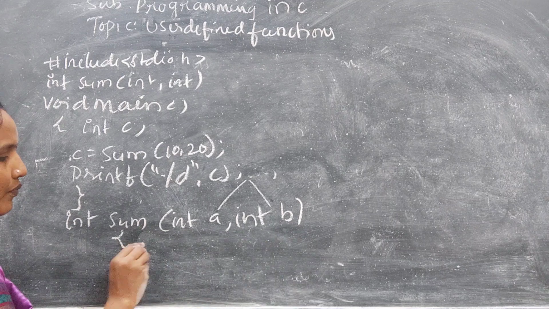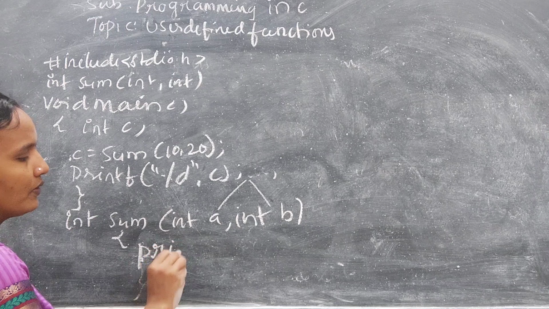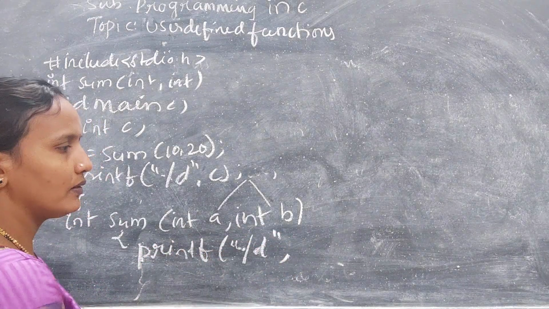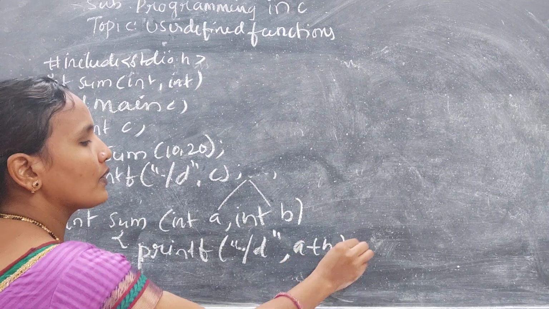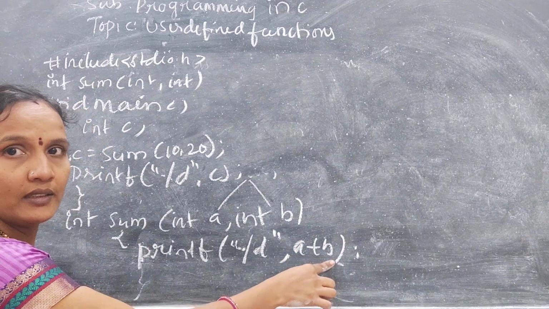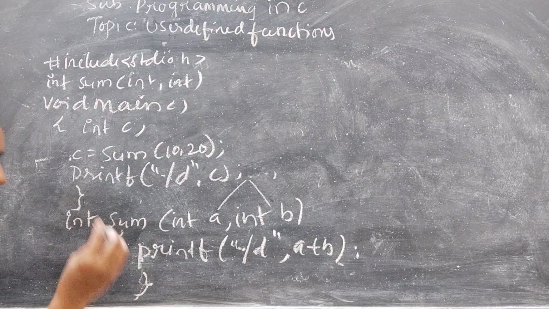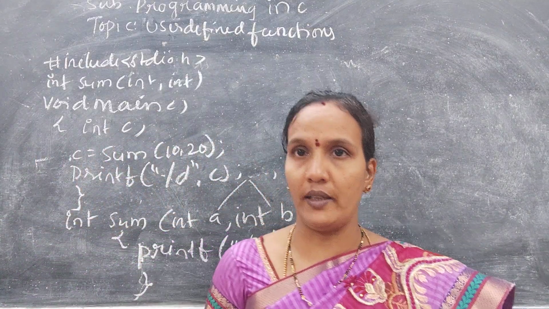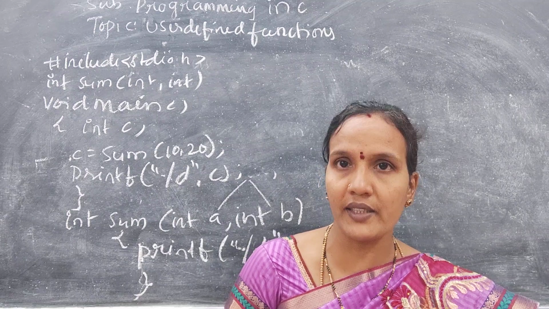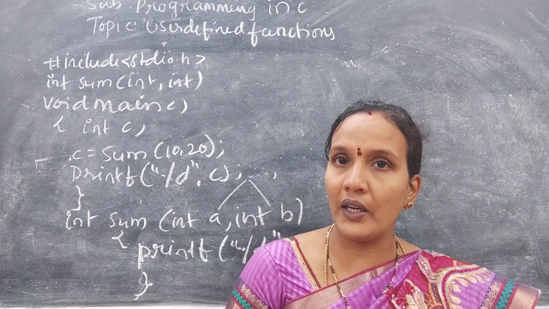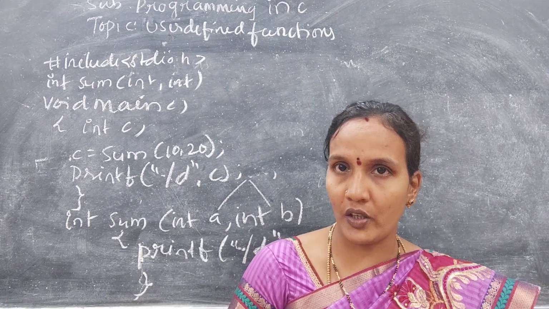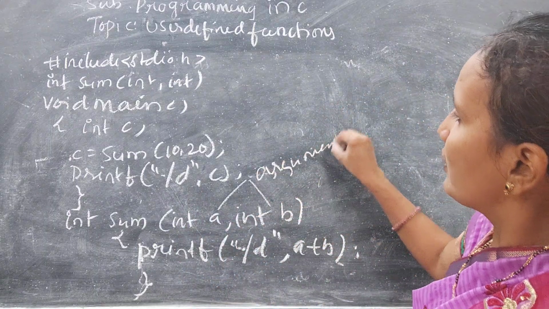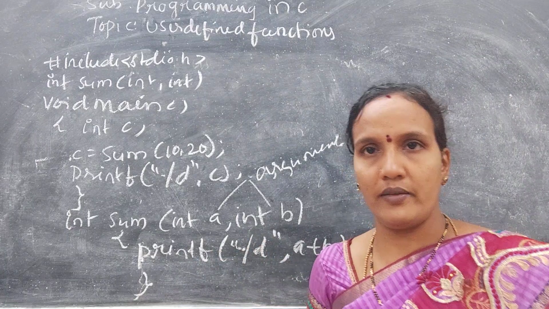See here, printf %d comma a plus b. A plus b is calculated and that is printed. So here you no need to use the return statement. So if you are not using the return statement, that will come under the second category, that is a function with argument. Here arguments are there, but return statement is not there.